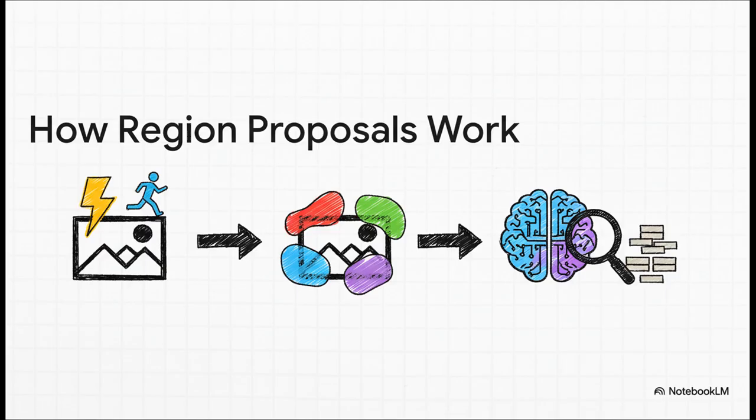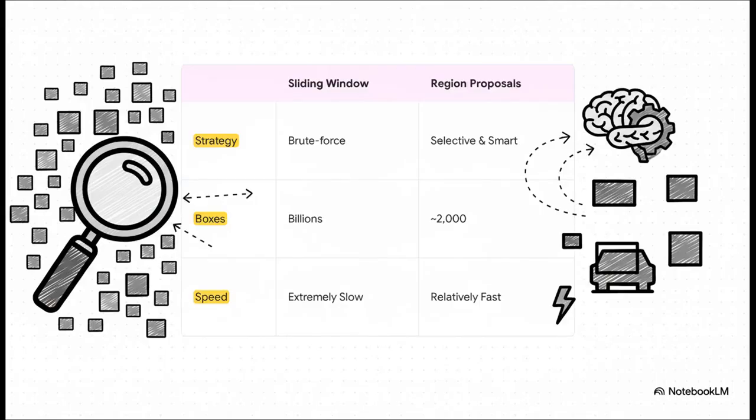This gives you, say, about 2,000 potential boxes. And now, instead of running our big, slow, powerful detector billions of times, we only have to run it on those 2,000 promising spots. And this just shows you what a massive difference that makes. You go from the brute force method of checking billions and billions of boxes to this super smart selective strategy that only checks a couple thousand. That is the shortcut. That's the trick that made all the modern fast object detection we see today even possible.